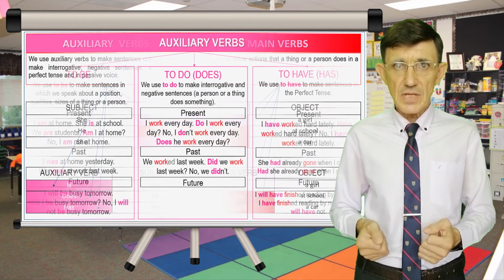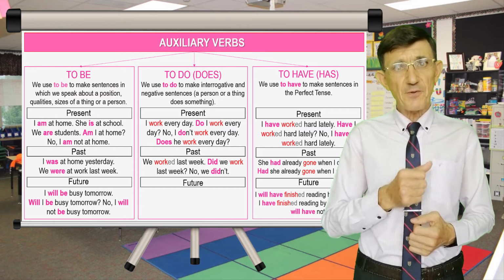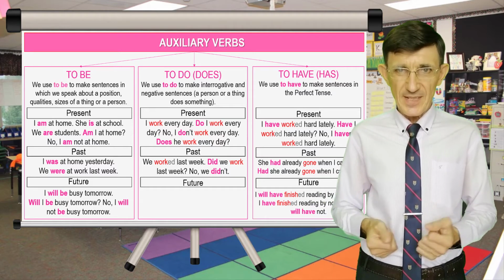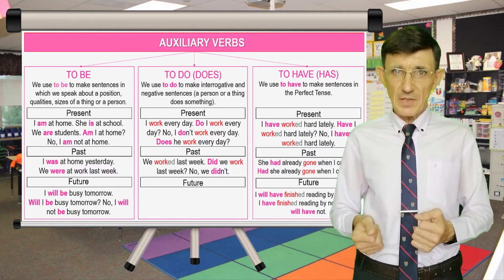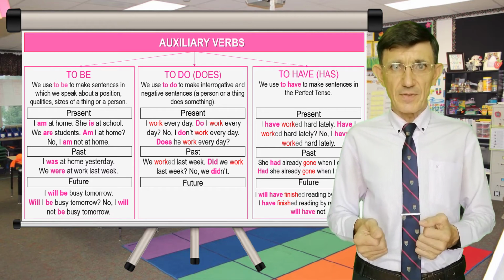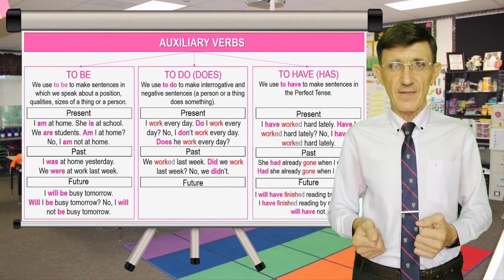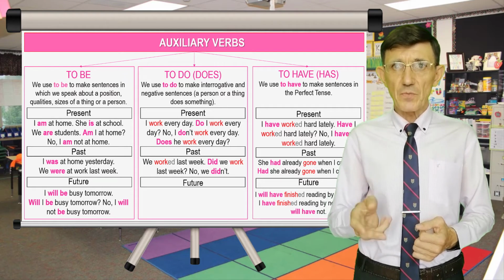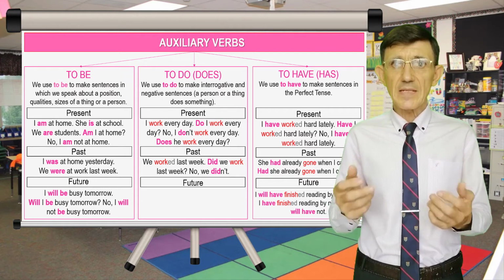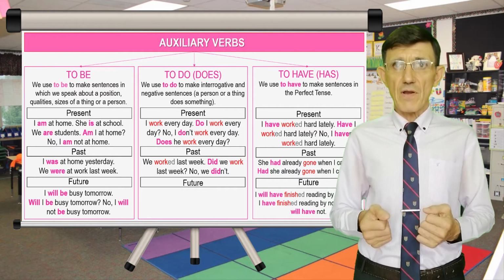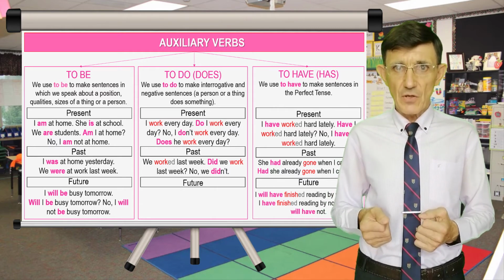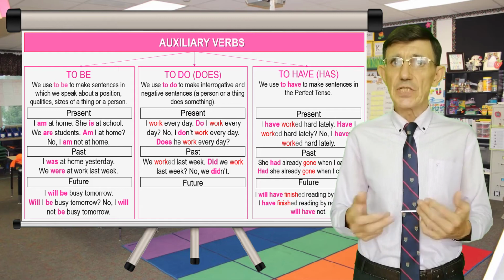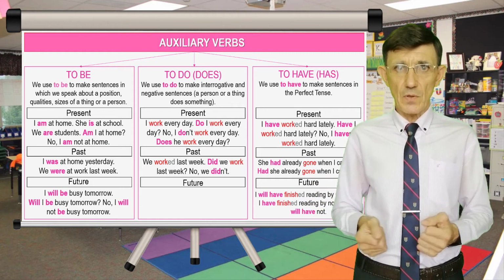This slide shows which auxiliary verb we use in one or another case. We use the auxiliary verb to be when a subject doesn't do anything. We just want to tell about its qualities or location. I am at home. I was at home last week. I will be busy tomorrow. We use the auxiliary verb to do to make interrogative and negative sentences. A subject does something. I work every day. Do I work every day? No, I don't work every day. We worked last week. Did we work last week? No, we didn't work last week.